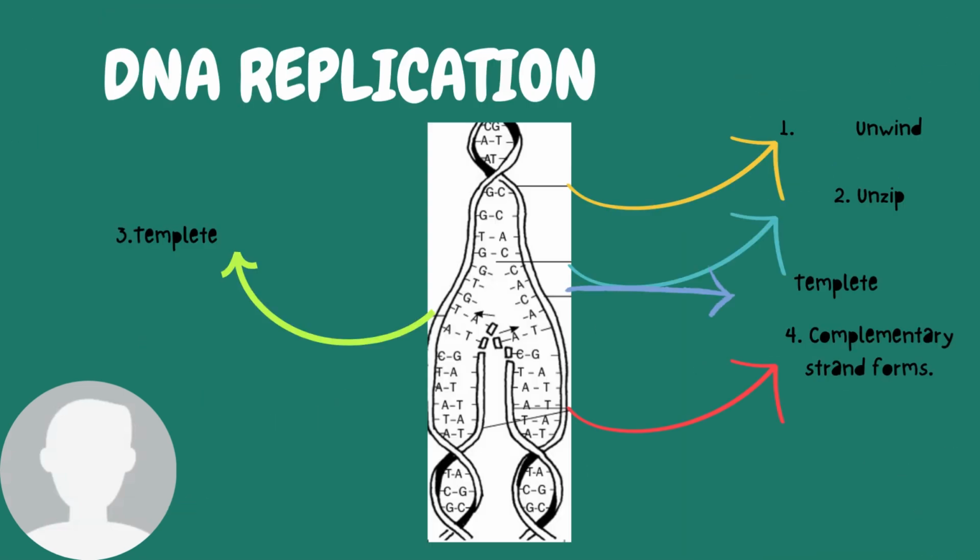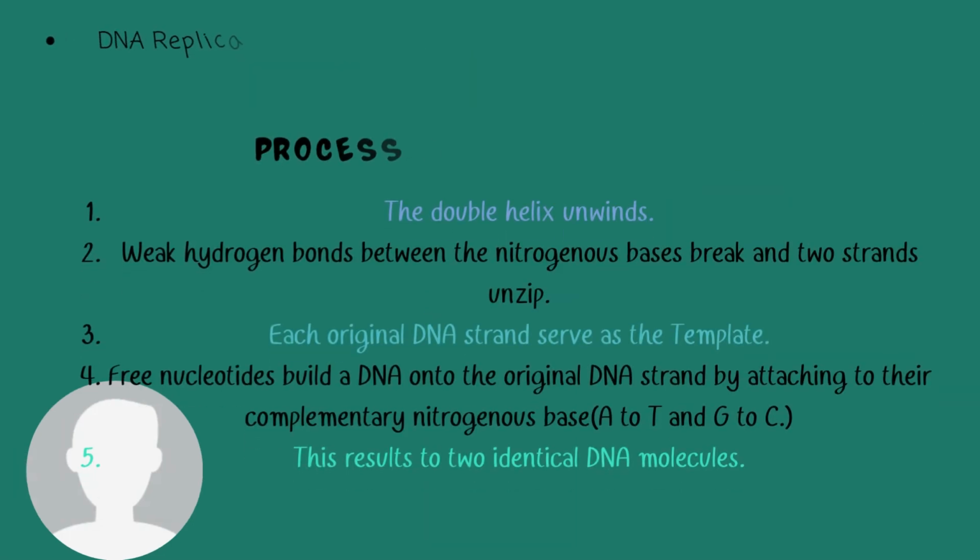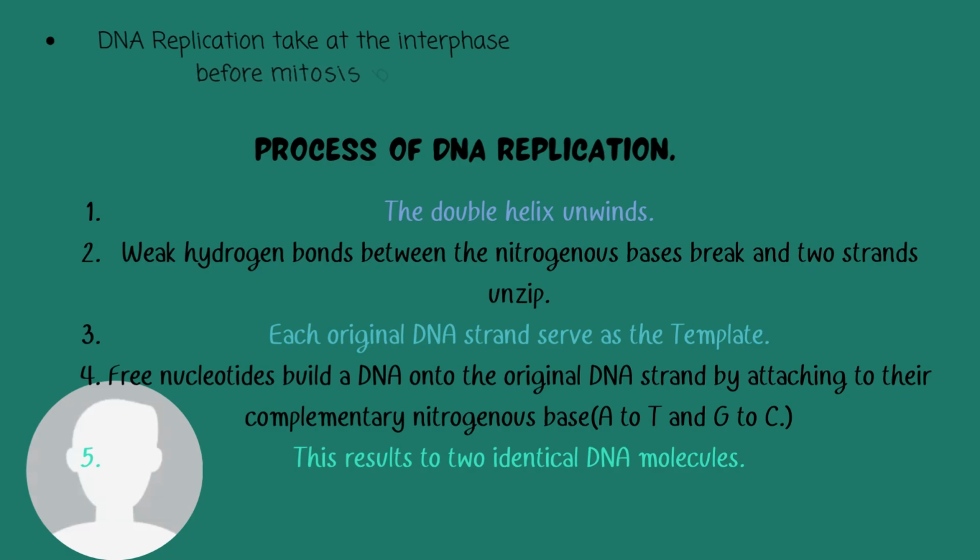Let's go, guys. Here we've got the DNA replication. The DNA replication is a process that leads to the production of two identical daughter cells. There are some steps that must be followed in order for the DNA replication to be successful. Start with unwind, unzip, then form the template, then a complementary strand forms. Okay, let's go into details. The DNA, at the interphase before mitosis begins, starts the process of DNA replication.